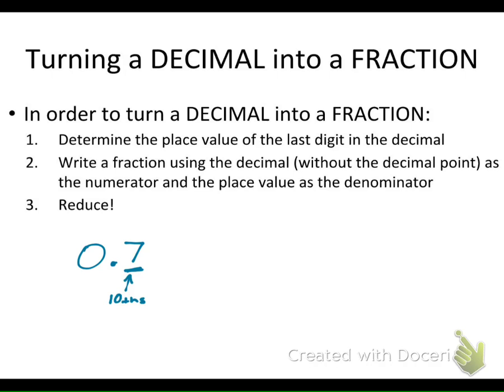Now it says write a fraction using the decimal without the decimal point as the numerator and the place value as the denominator. Does that make any sense to you? Probably not. That's a lot of words. Okay, so I'm going to write my equal sign over here. It says write a fraction, so I'm going to draw my fraction bar, using the decimal without the decimal point as the numerator. So I'm going to put 7.